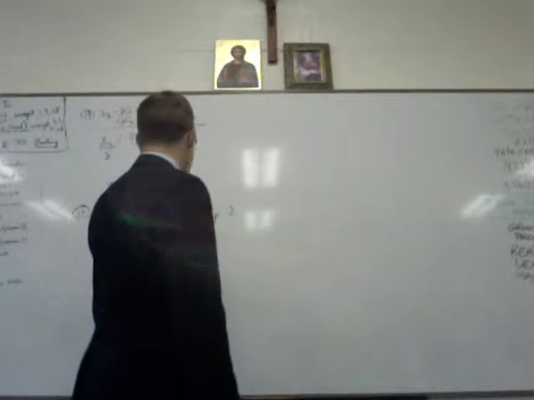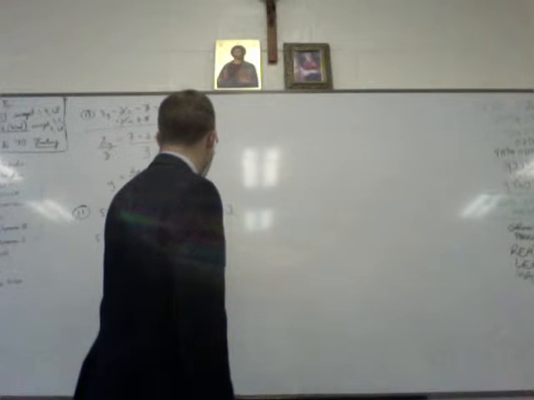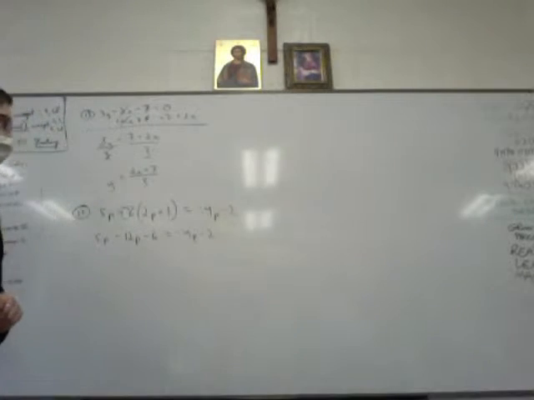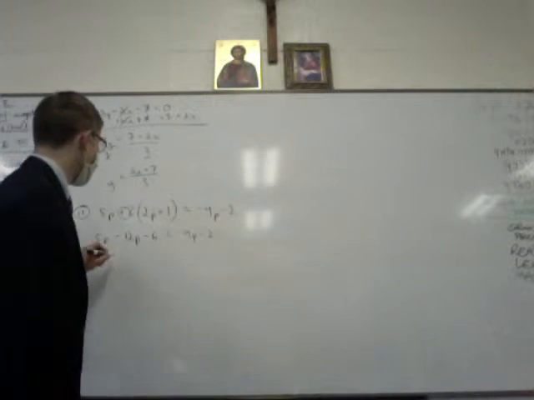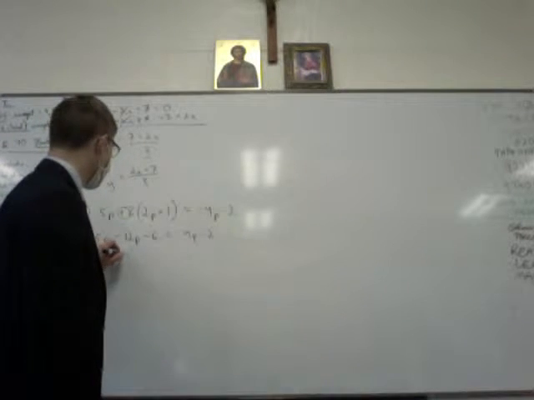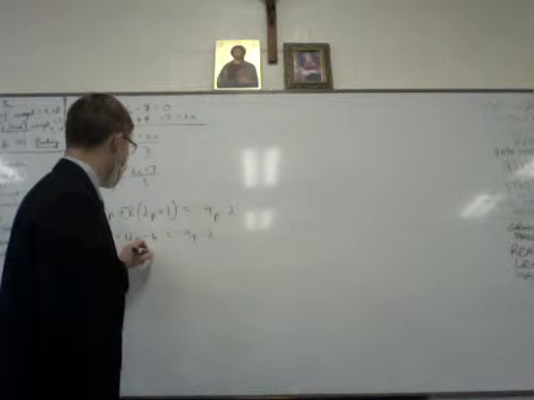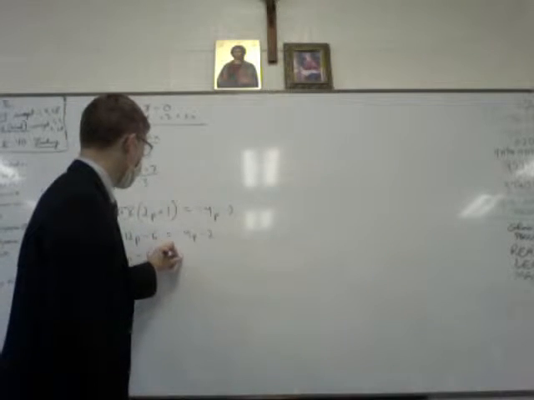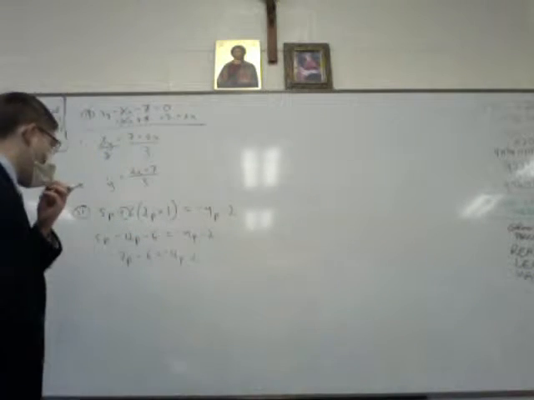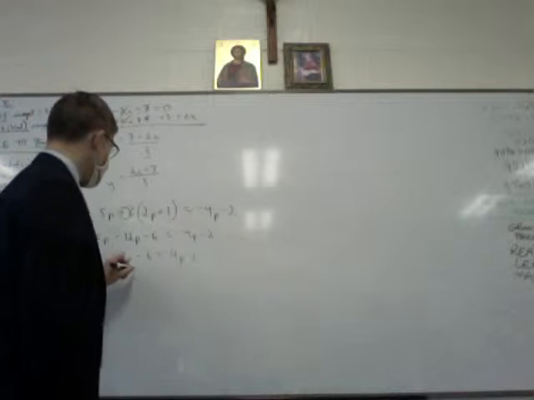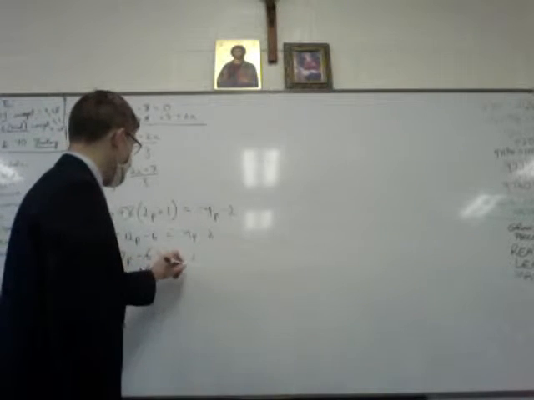And then on the right, we have negative 4p minus 2. What do we do now? Combine like terms. What do you have on the left once we combine like terms? Negative 7p minus 6 equals negative 4p minus 2. All right, now what do we do? Add 6, and then add 4p.